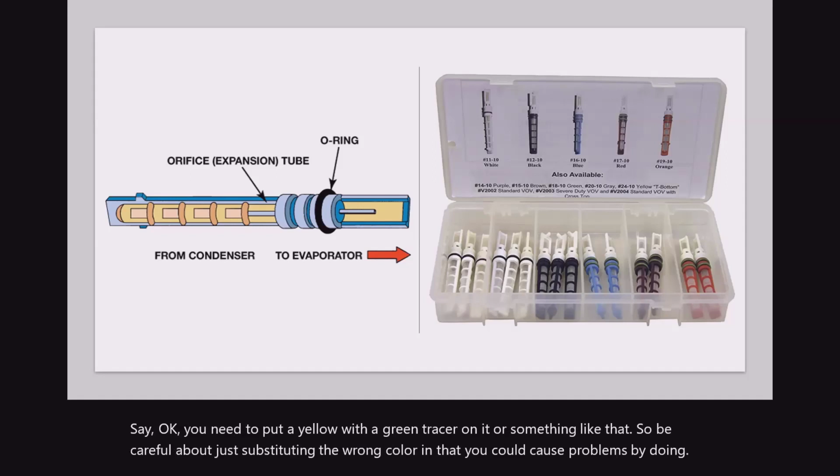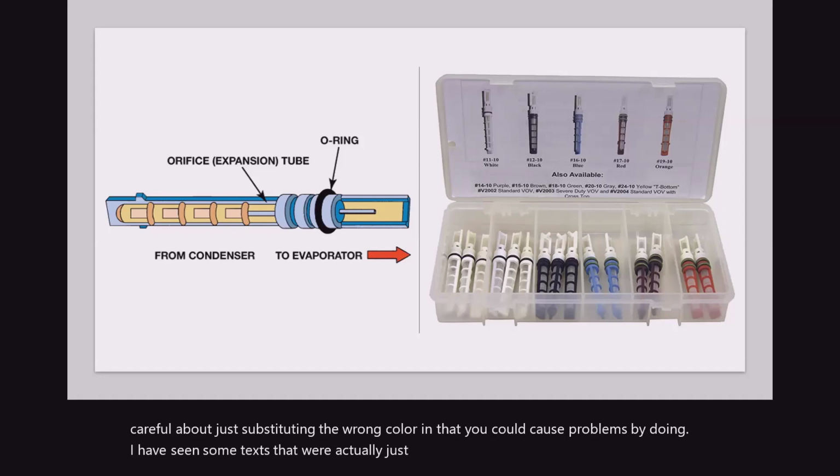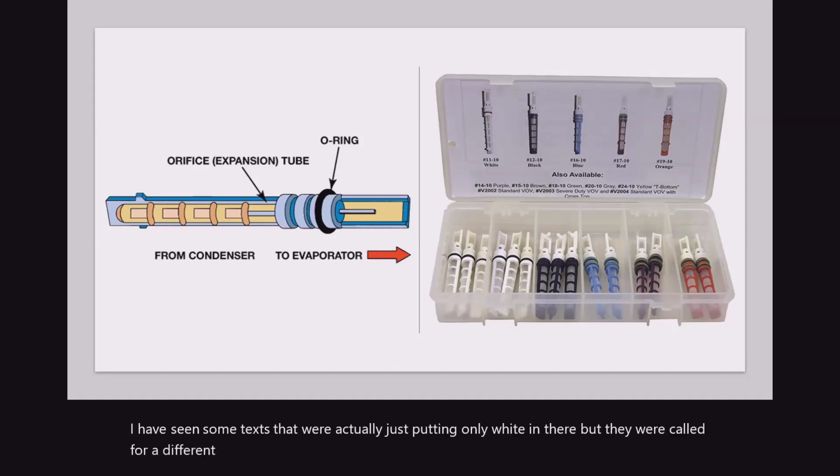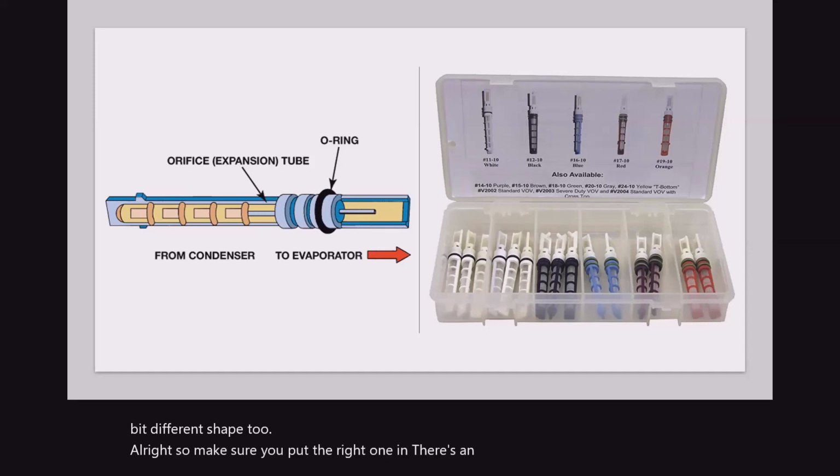I've seen some techs that were actually just putting only white in there, where they were called for a different orifice size. So that actually did not work. And sometimes the fixed orifice tube is a little bit different shape too. All right. So make sure you put the right one in. There's an O-ring, and it actually restricts the flow.